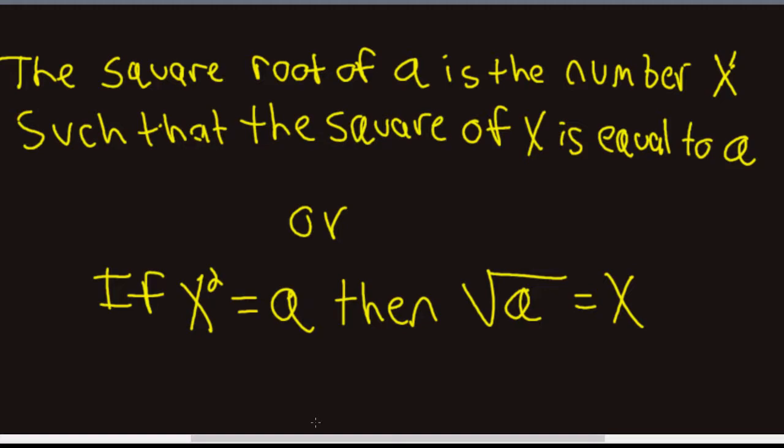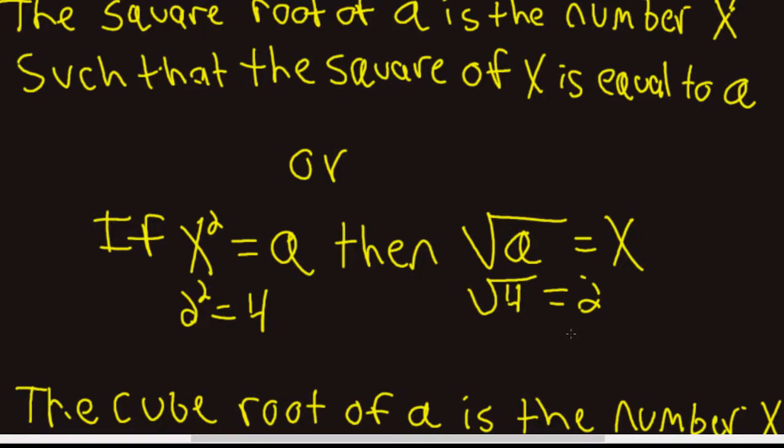the square root. The square root of a is the number x such that the square of x is equal to a. Or simply put, if x squared equals a, then the square root of a equals x. All these variables might throw you off, but it's really simple if you just substitute some numbers in them. So x squared, well, what if we said 2 squared? What do we know that 2 squared is equal to? 4. Hence, we have that the square root of 4 is equal to 2. This fits our basic standard definition of square roots.